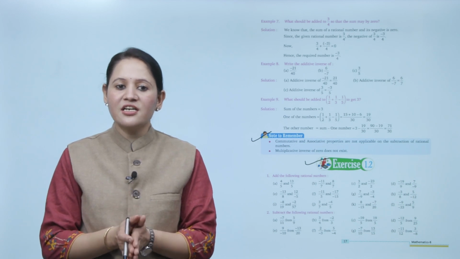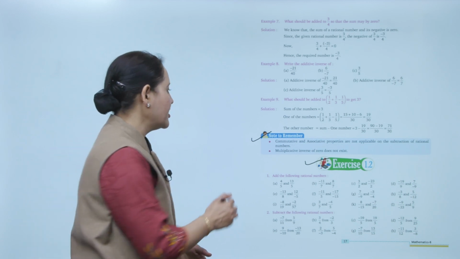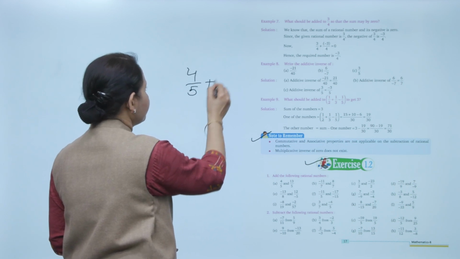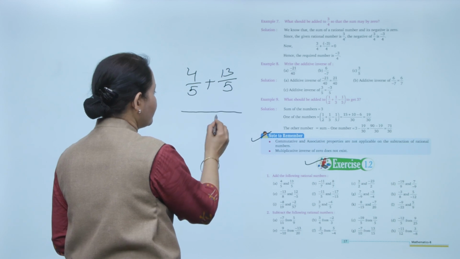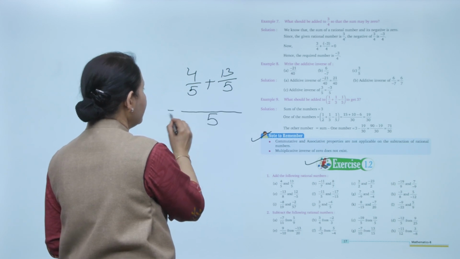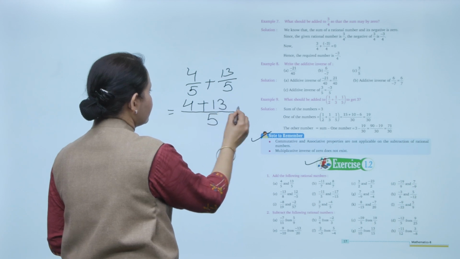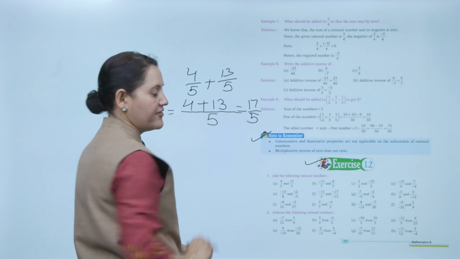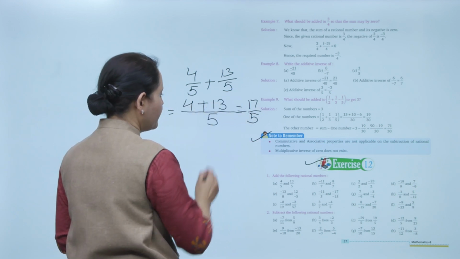Add the following rational numbers. First is 4 by 5 and 13 by 5. So we have to add these two rational numbers. Here the denominators are the same. So we'll write the common denominator below and add the numerators. So that is 17 upon 5. It's an improper fraction, so we'll change it into a mixed fraction.